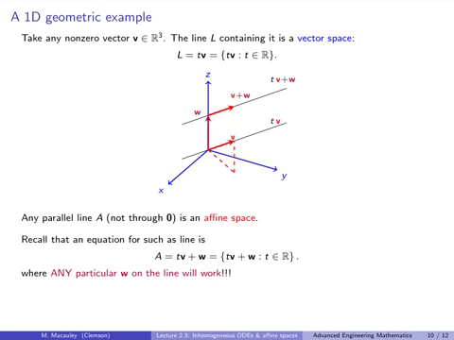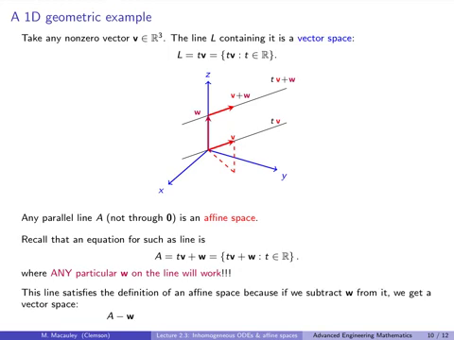Here's why it's true algebraically. Recall that an equation for this line, A, is just tV plus W, or the set of all tV plus W, where t is a real number. And any particular W on the line will work. This line satisfies the definition of an affine space, because if we take this line and subtract W from it, we get a vector space.